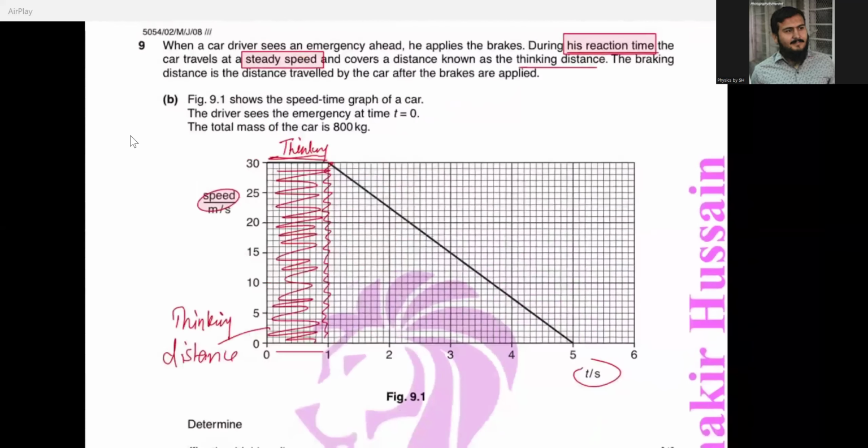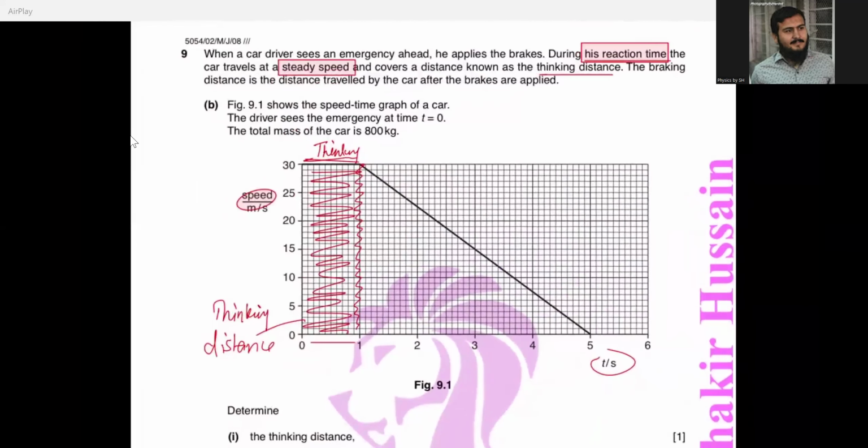Then it says the braking distance is the distance traveled by the car after the brakes are applied. So at 1 second, the brakes are applied, and then the car stops at the 5th second. How do I know? Because at the 5th second, the speed is 0. That means this distance, what is this distance? Braking distance, because this is the time when the brakes were applied. So this is the braking distance.